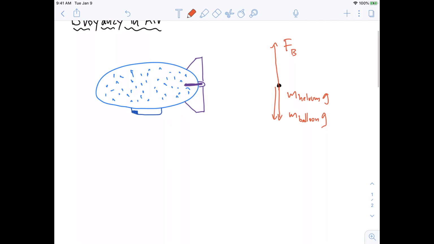Okay, so let's write down what all of these forces are. So F_B, the buoyant force, is equal to the density of air, because that's the fluid that's being displaced, times the whole volume of the balloon times g. The force of gravity from the mass of the balloon itself is simply the mass of the balloon times g.